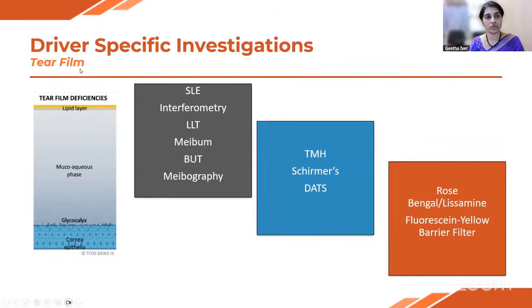Driver-specific investigations for tear film include primarily slit lamp evaluation, interferometry, the lipid layer thickness, the meibum analysis, breakup time, and meibography for the lipid layer, the tear meniscus height, Schirmer's without anesthesia, and the DATs for the aqueous phase, the rose bengal or the lissamine staining or the fluorescein staining with the yellow barrier filter for understanding the conjunctival staining, which helps us assess the mucin layer of the tear film.